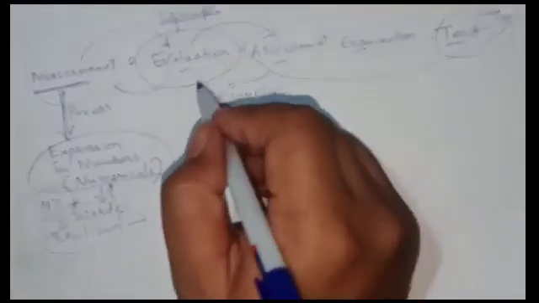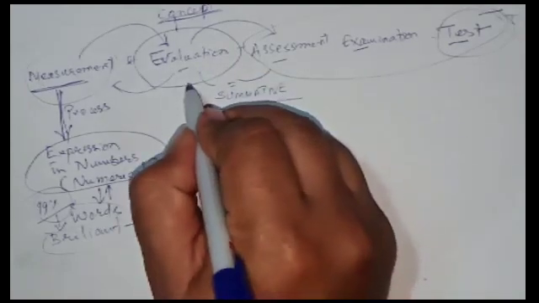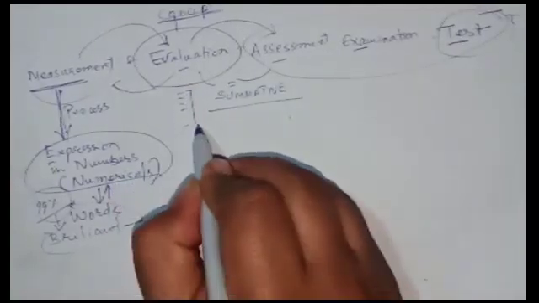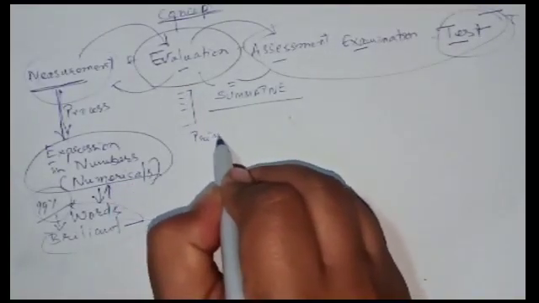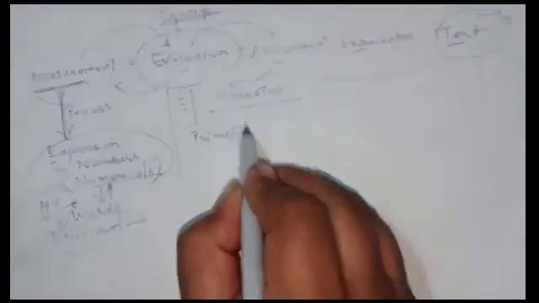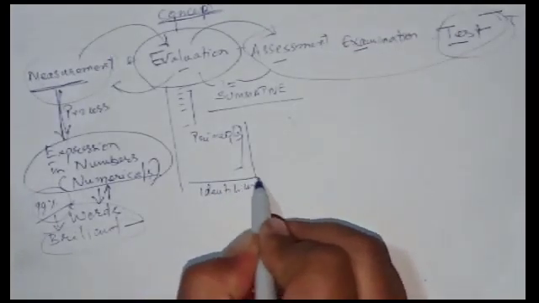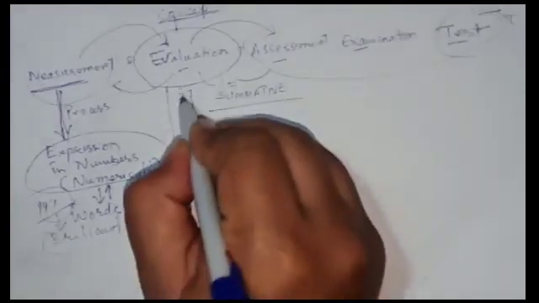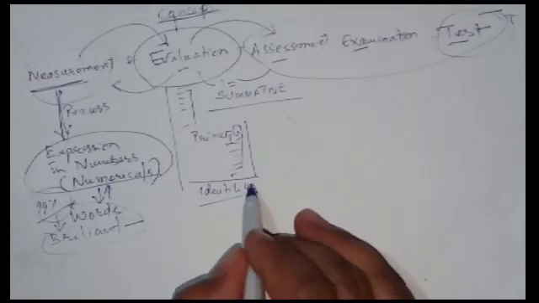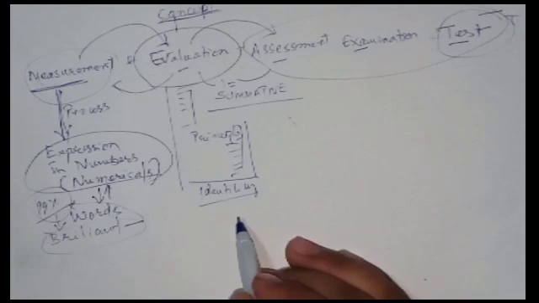Evaluation is a big concept, a system, and evaluation has its own characteristics and its own principles. Therefore, evaluation has its own identity. So when we go through these characteristics and principles of evaluation, we will be able to understand the identity, what evaluation exactly is.